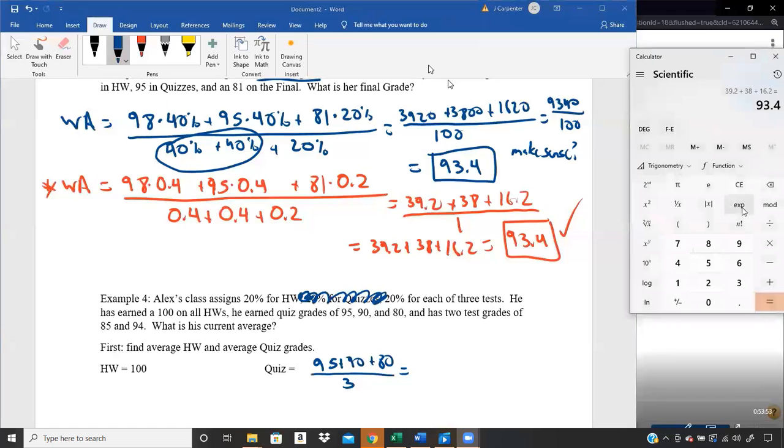Okay, so we got 95 plus 90 plus 80. And then we divide that by 3, so that's 265 divided by 3, and we get 88.3333.